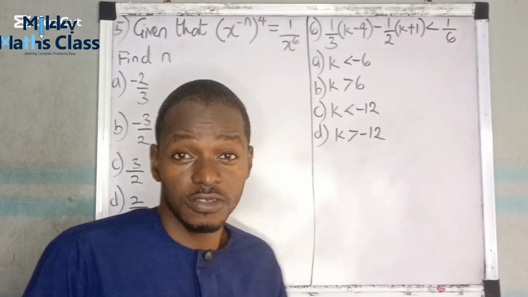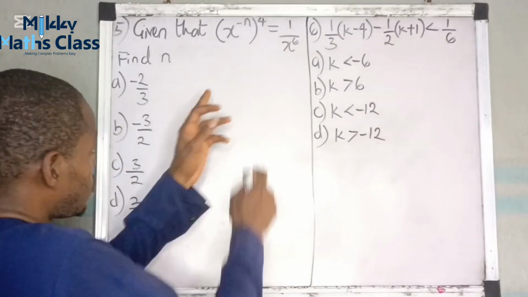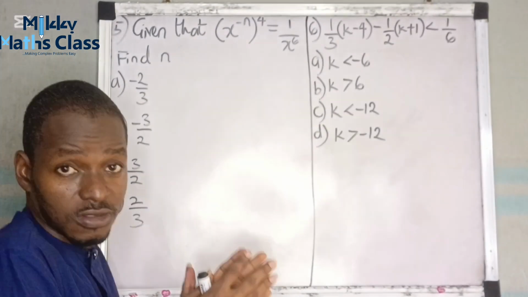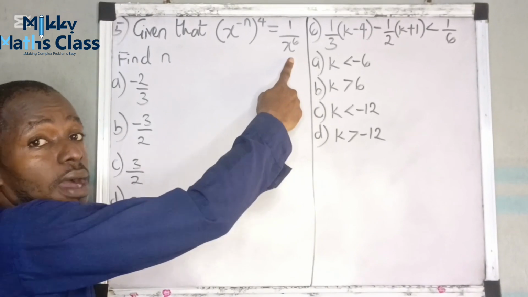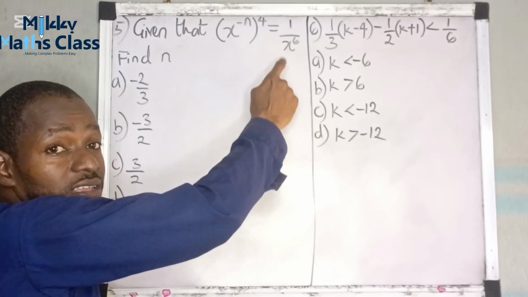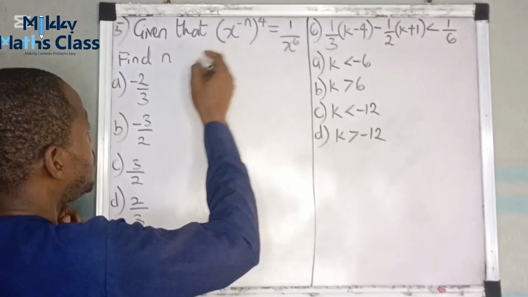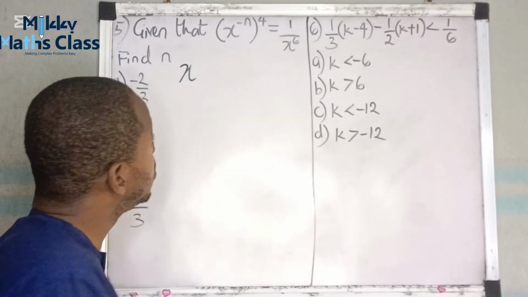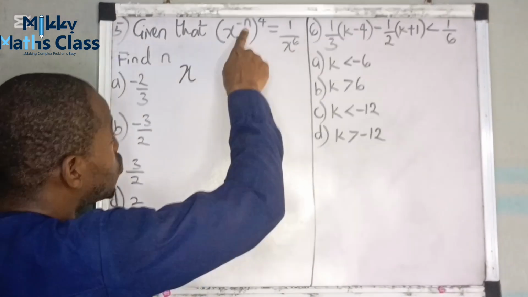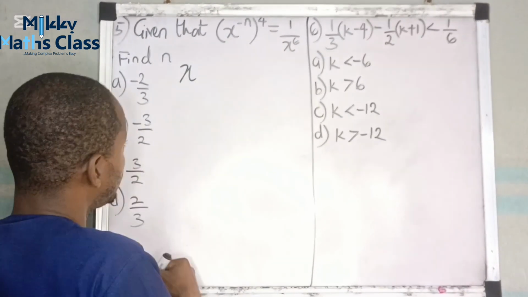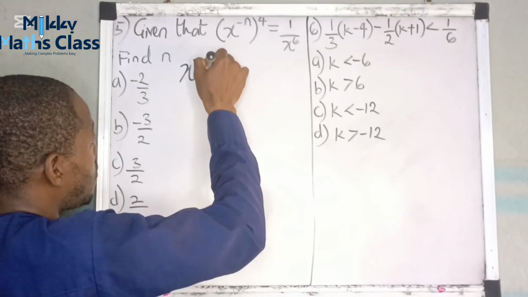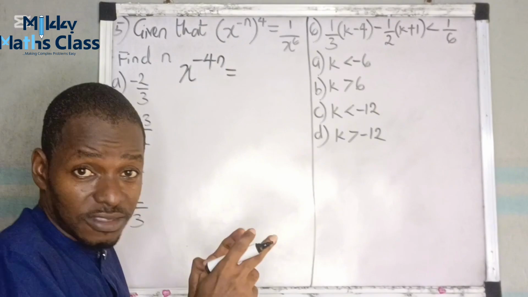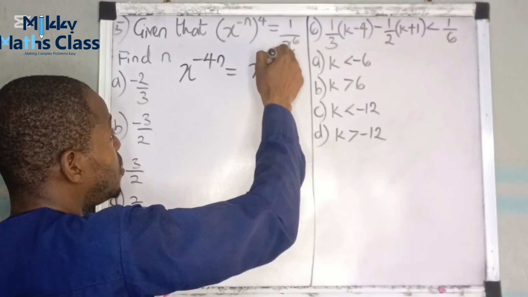Let's take question 5 and 6. We have that given that (x to the power of negative n) raised to the power of 4 is equal to 1 over x to the power of 6. Now, let's rewrite this positive index as a negative index. So this becomes x to the power, here we can multiply, product power law. So negative n times 4 will give us negative 4n. So x raised to the power of negative 4n is equal to 1 over x to the power of 6, which written as a negative index is the same thing as x to the power of negative 6.